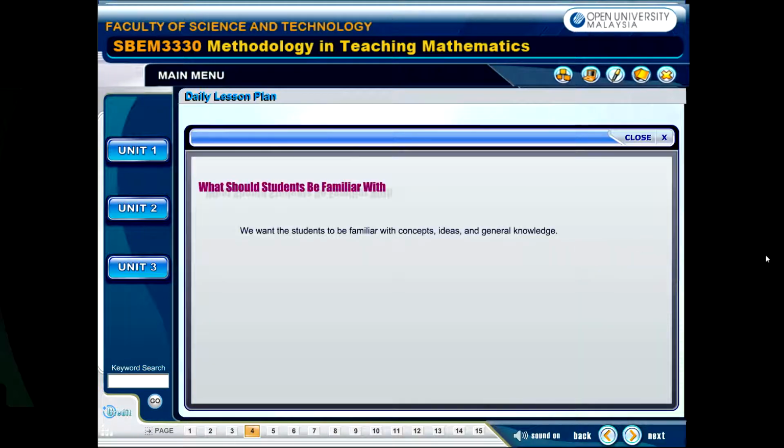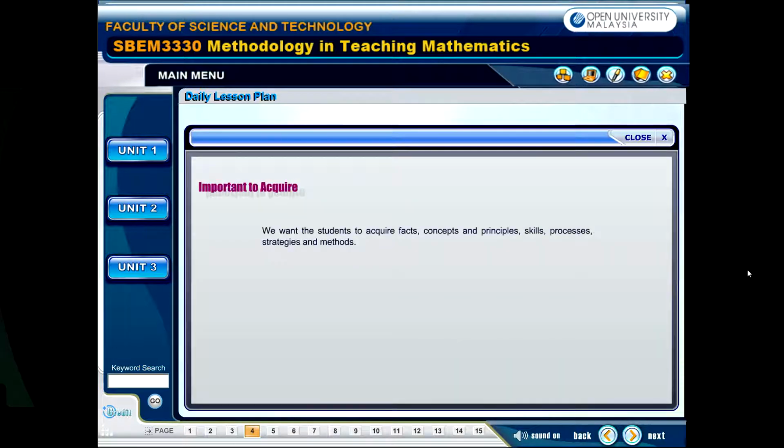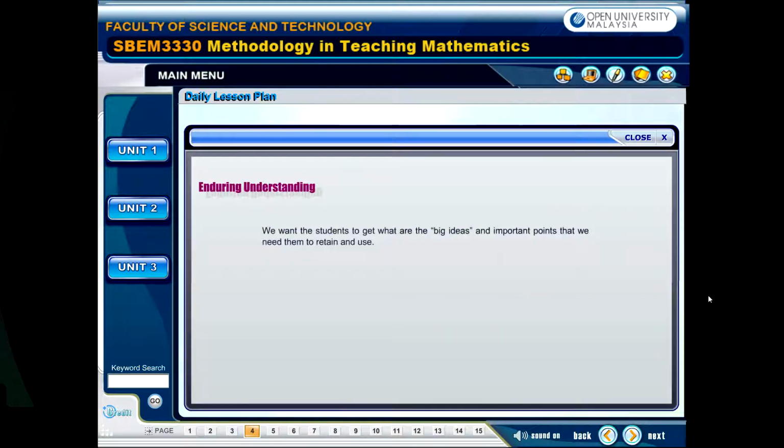We want the students to be familiar with concepts, ideas, and general knowledge. We want the students to acquire facts, concepts and principles, skills, processes, strategies, and methods. We want the students to get what are the big ideas and important points that we need them to retain and use.